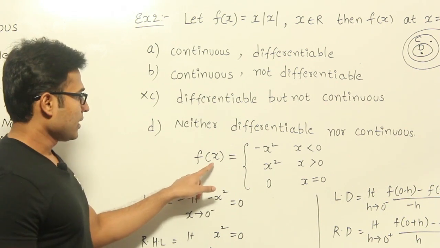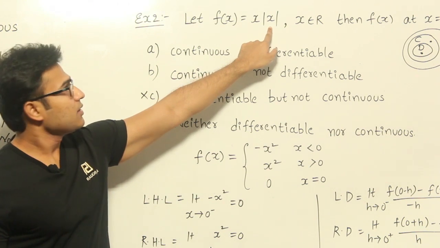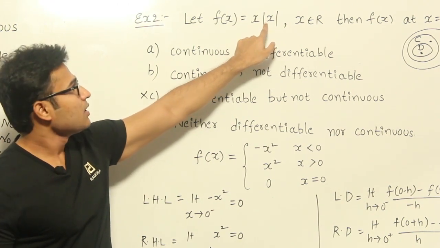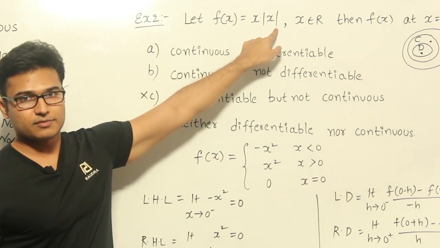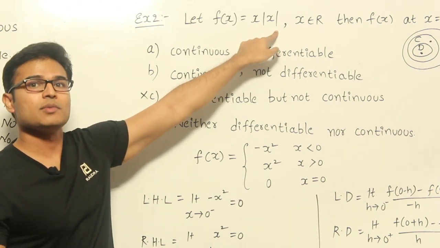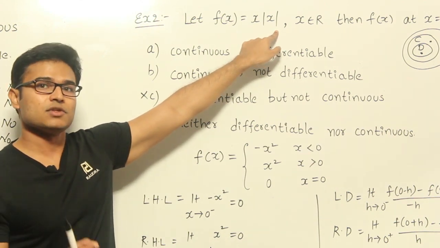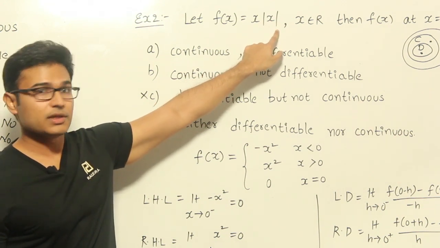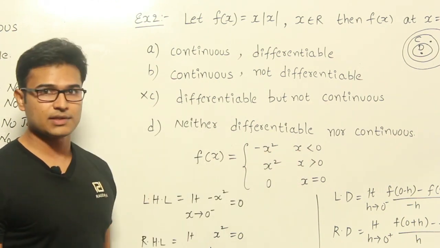Now if you observe it, when x is less than 0, what happens? If x is a negative number and I remove this mod, the output should be a positive number, isn't it? So you have to multiply x with -1 when you remove the mod. In that case, it is going to be -x². Got it? That is why when x is less than 0, it is going to be -x².